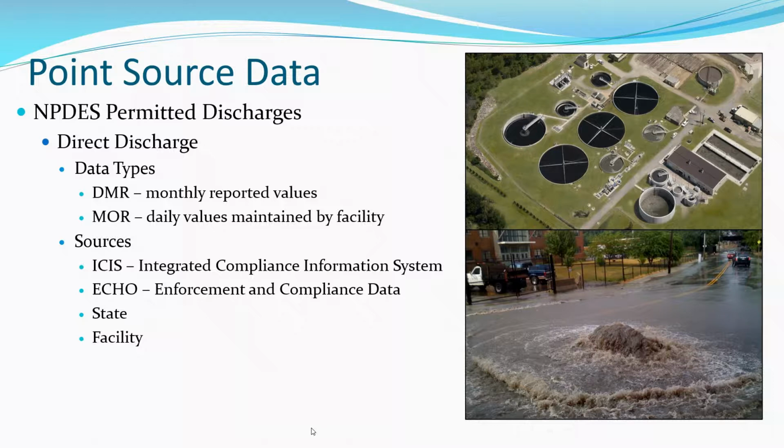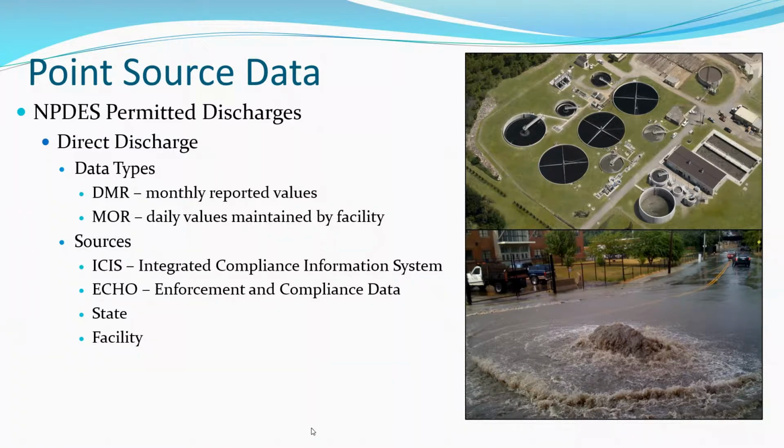And that data can be found in several different places, whether it's EPA's ICIS, the Integrated Compliance Information System, which isn't directly open to the public, but can be accessed by either the state or a federal agency, or ECHO, Enforcement and Compliance History Online, which is available via web services to the general public. But typically, the best way to collect and bring in point source data is to work with your state and/or the point source discharging facility to obtain their data.